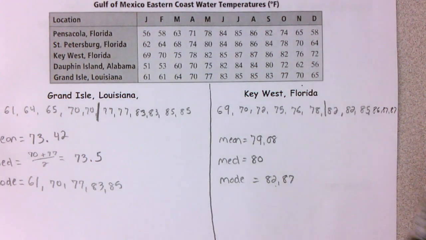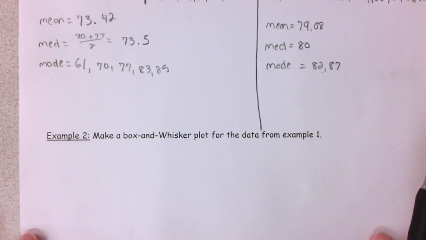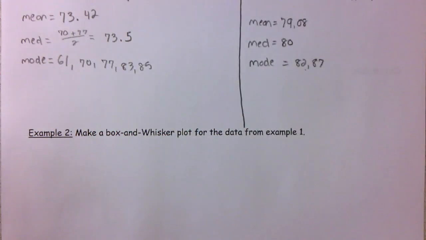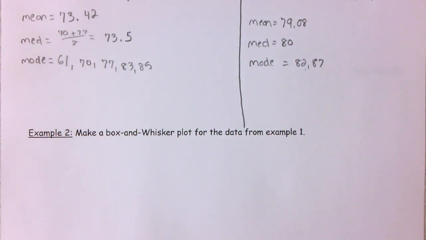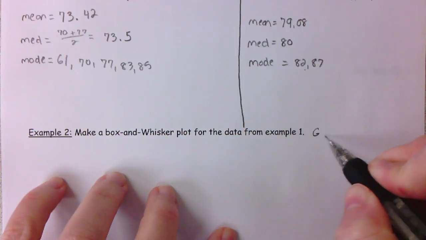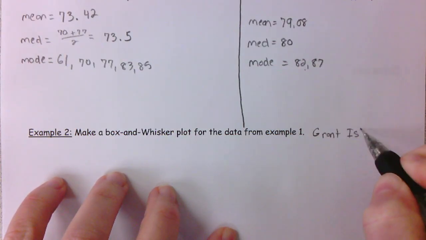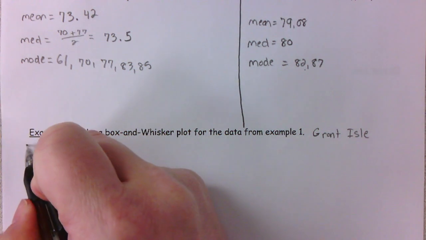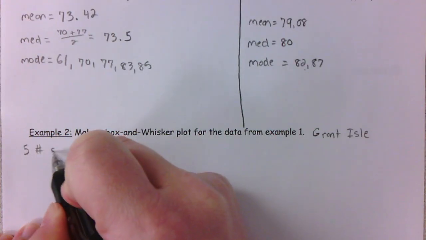So, for example 2, we will be doing a lot with box and whiskers. You're going to have a project with that. So box and whiskers are nice because it gives us a nice visual to kind of compare data. So for example 2, I'll run through the data for Grand Isle. And then you'll do Key West on your own. So in order to make a box and whisker plot, there's 5 things we need, and we call it the 5-number summary.